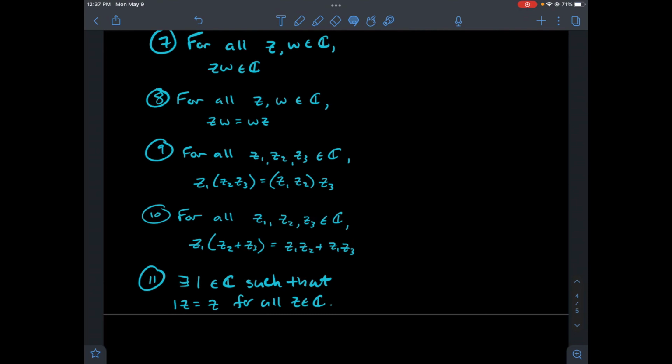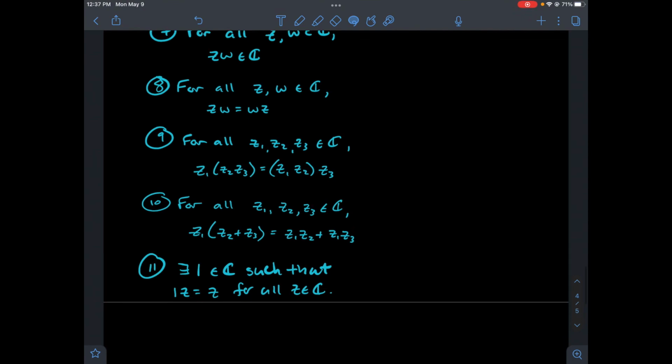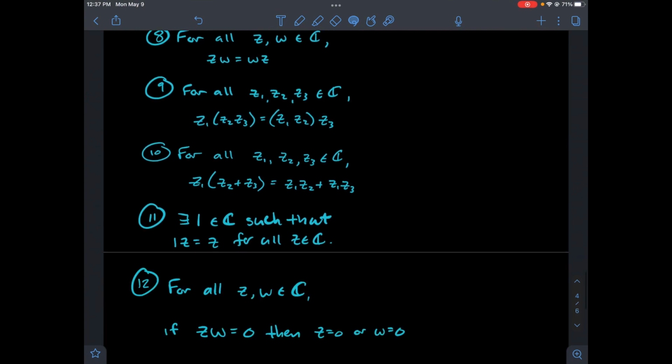Number 11, there exists something called 1 in the complex numbers, such that 1 times z is the same thing as z for all complex numbers. And so we'll call that 1 a multiplicative identity. And again, when you're thinking about this as a complex number, you're probably thinking 1 plus 0i. So you can kind of think of it as, the real 1 is like the real multiplicative identity for the real numbers. And it's the multiplicative identity for the complex numbers too, for all intents and purposes.